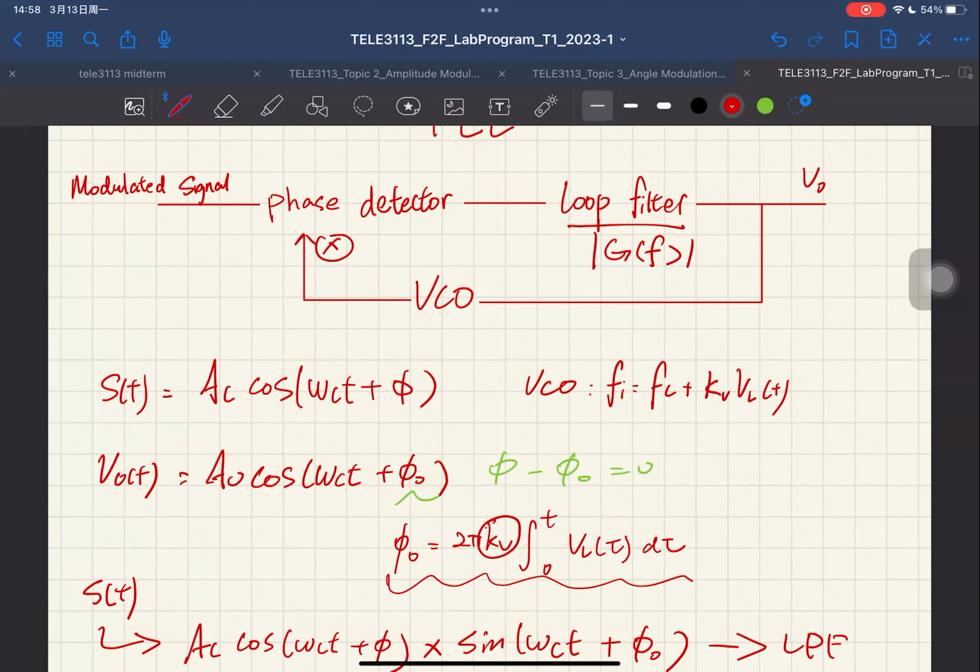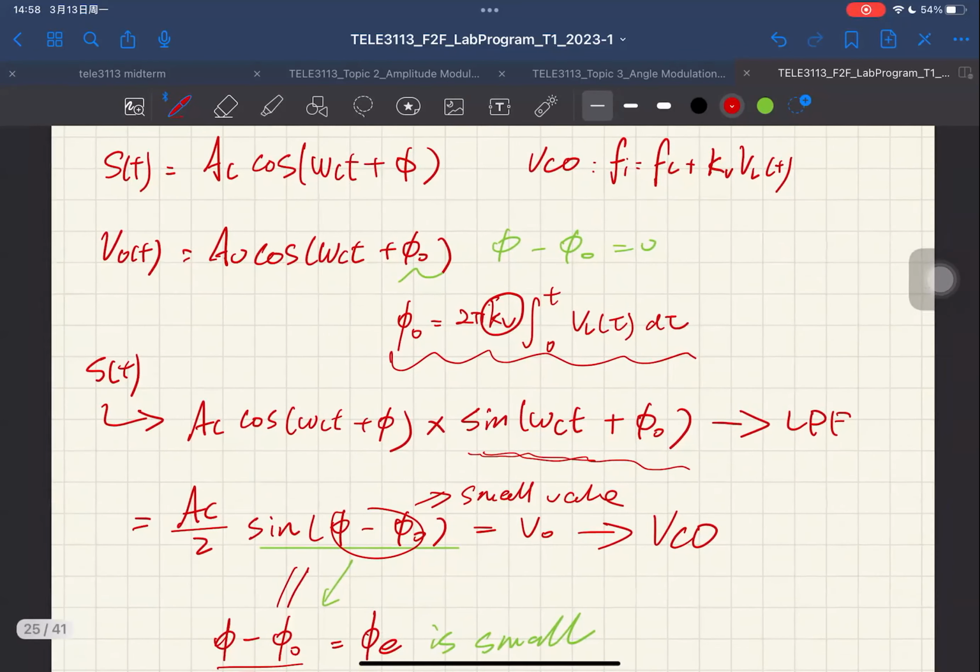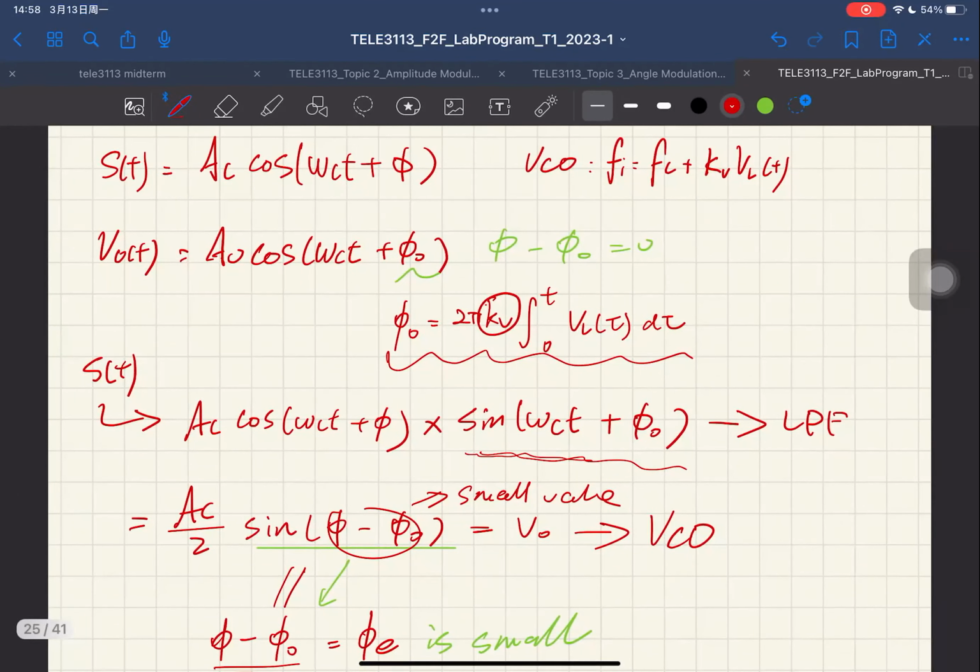Sweet, thank you. That makes a lot of sense. So is KV the amplitude of...? KV is called the frequency deviation constant, I think. It's a term in frequency modulation. Essentially, the VCO is just a frequency modulator.